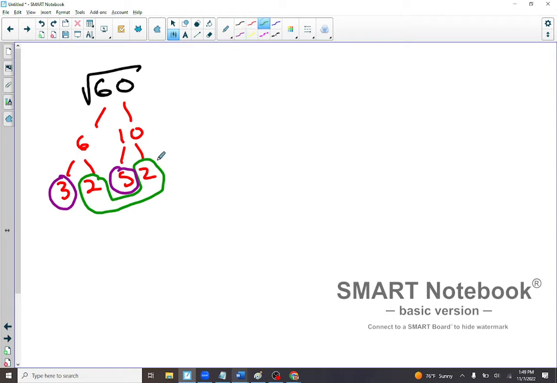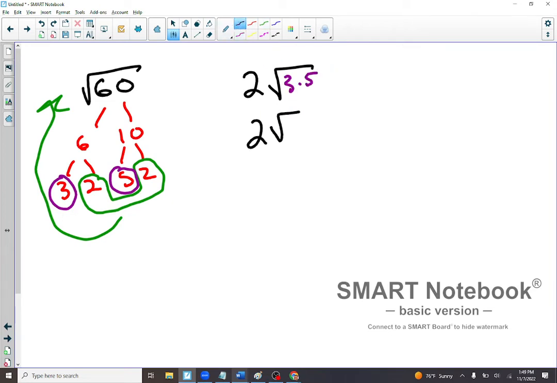So the paired 2s will go to the front as a single 2. What is 2 times 2? What's the square root of 4? So that normal 2 will be on the outside. The square root has what's left on the inside, 3 times 5. So that is 2 square root 15.